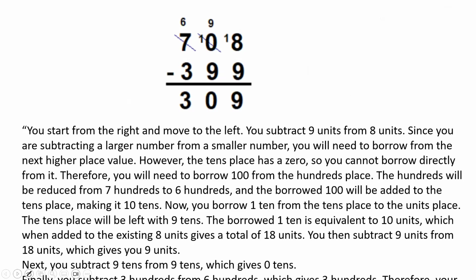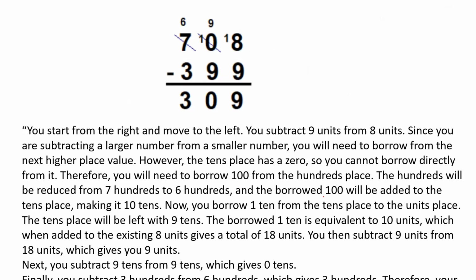Okay? And then, however, the tens place has a 0. You see, I go borrow from the tens. I don't go next door. And the tens has 0, so you cannot borrow directly from it. Therefore, you will borrow from the 100. Okay? Or you will borrow 100 from the hundreds place. Then the hundreds will be reduced from 7 to 6, right? After reducing from 700 to 600, the borrowed 100, right? The borrowed 100 will be added to the tens place, making it what?